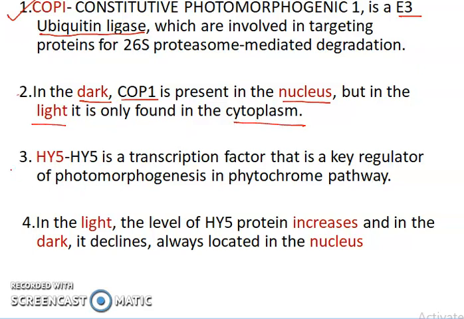Now, we will discuss the third point, which is HY5. HY5 is a transcription factor which is responsible for photomorphogenesis. It is present inside the nucleus. During the day condition or in the presence of light, the level of HY5 increases, and during the dark condition or during the night, it declines. With these four points, we can solve our question.